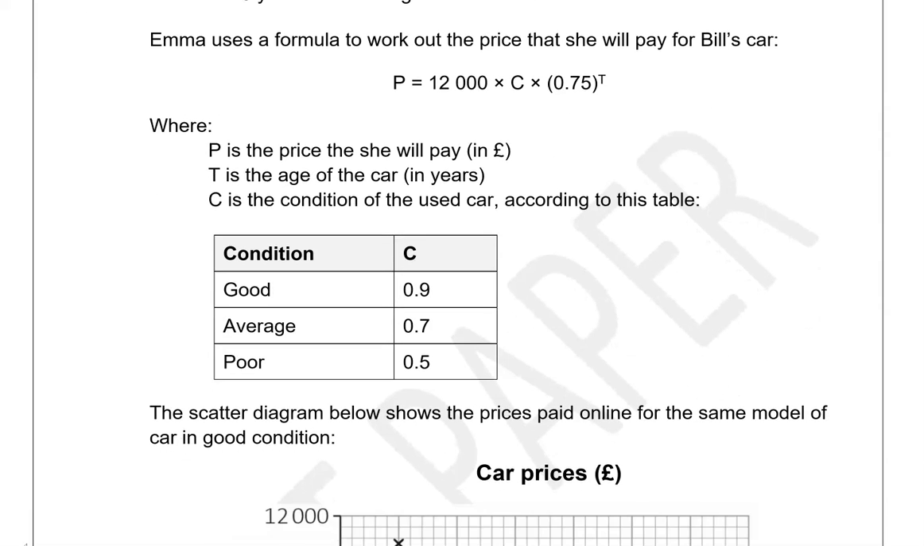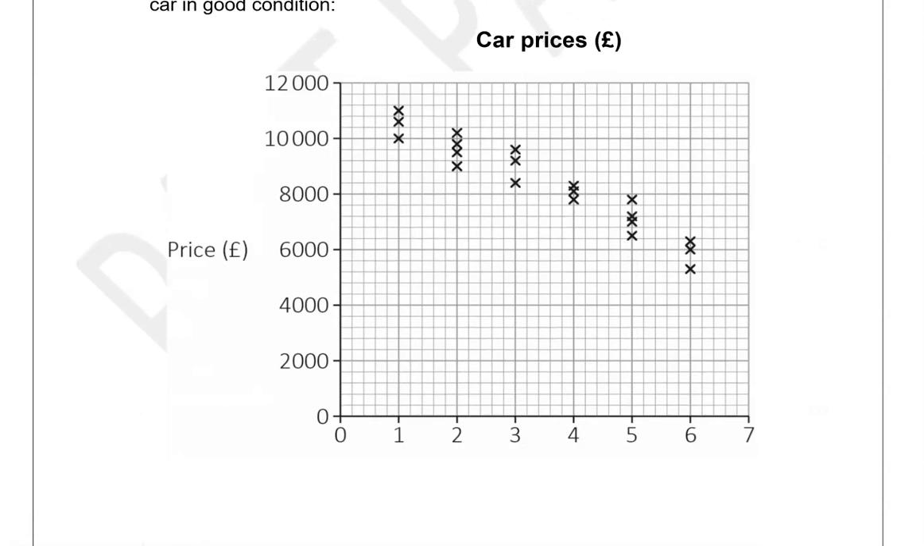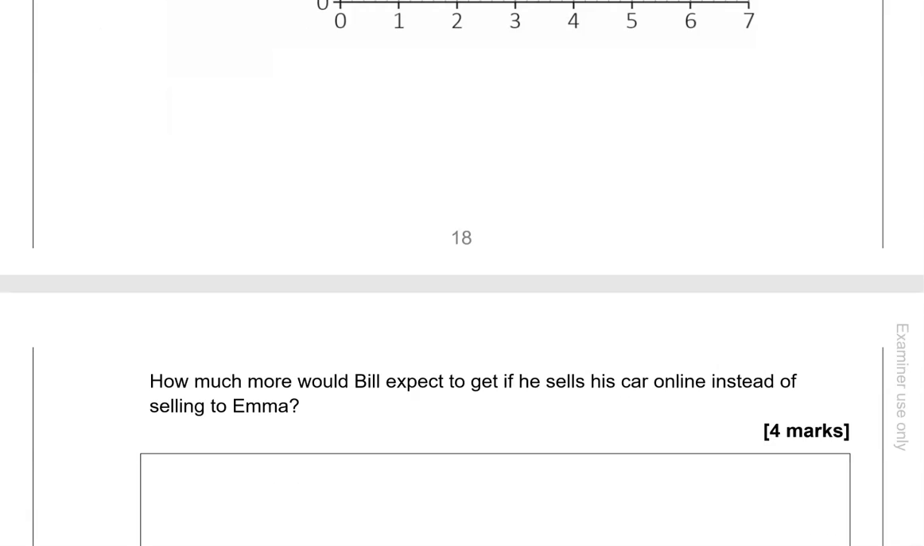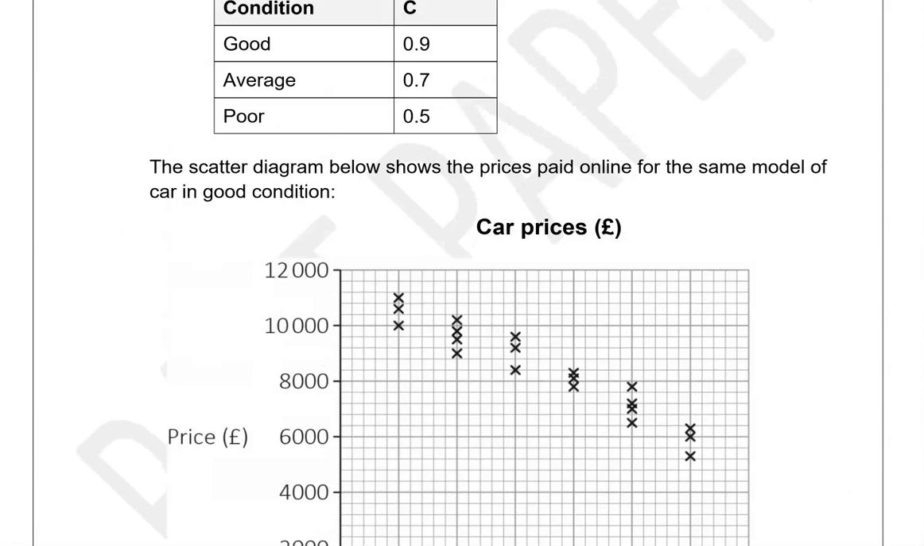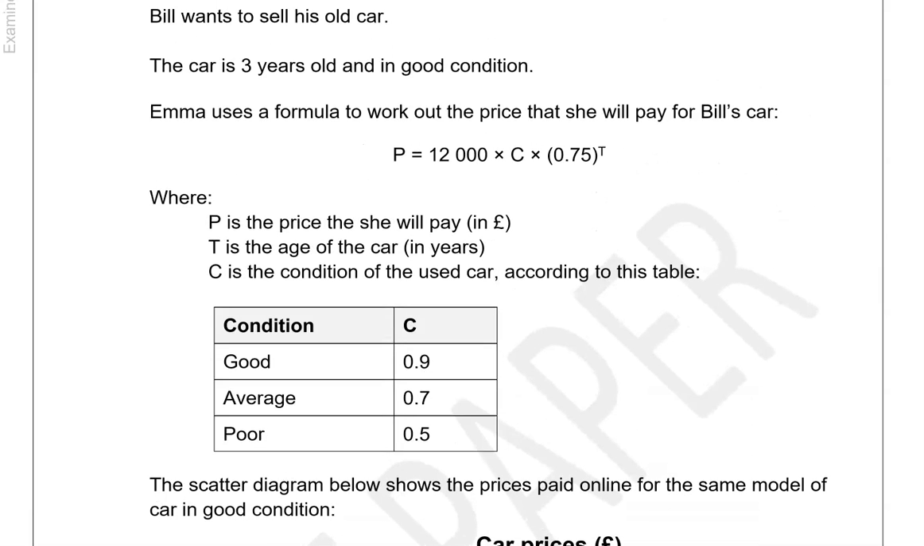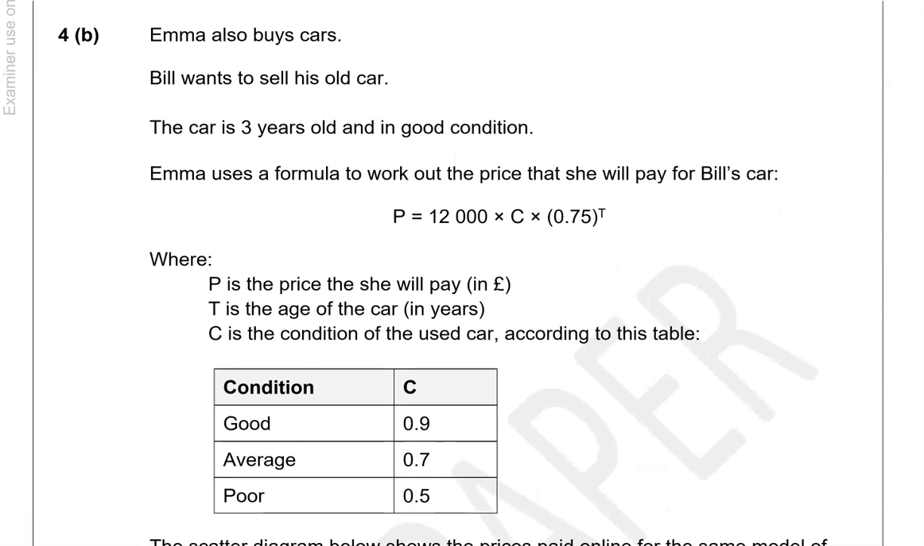The scatter diagram below shows the prices paid online for the same model of the car in good condition. How much more would Bill expect to get if he sells his car online instead of selling to Emma? Let's see how much he will sell it to Emma for. So let's use the formula.